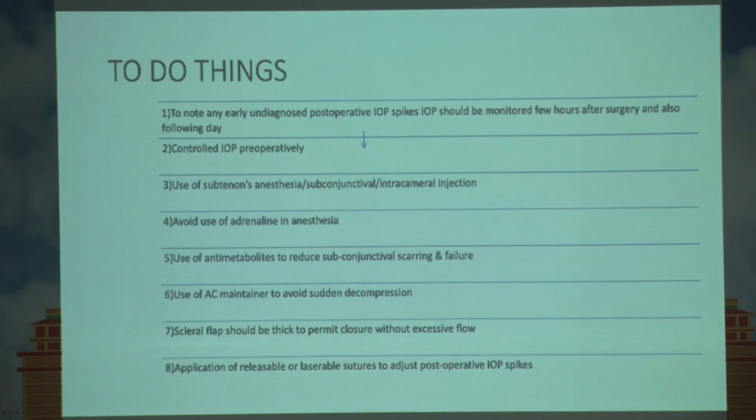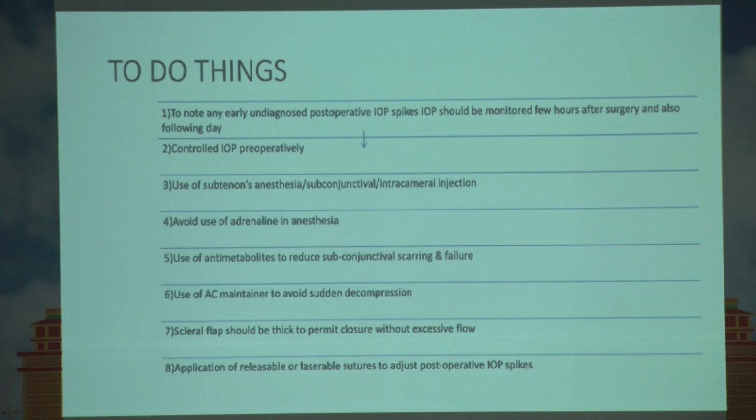IOP should be monitored for a few hours even after the surgery. In these cases who are very prone, since the patient already has that advanced kind of glaucoma, it has to be monitored. Control IOP preoperatively, use of subtenon anesthesia is good. Avoid use of adrenaline in such patients. You can always use brimonidine early before the surgery so as to prevent bleeding. Use of antimetabolite to reduce subconjunctival scarring, and failures can be reduced.